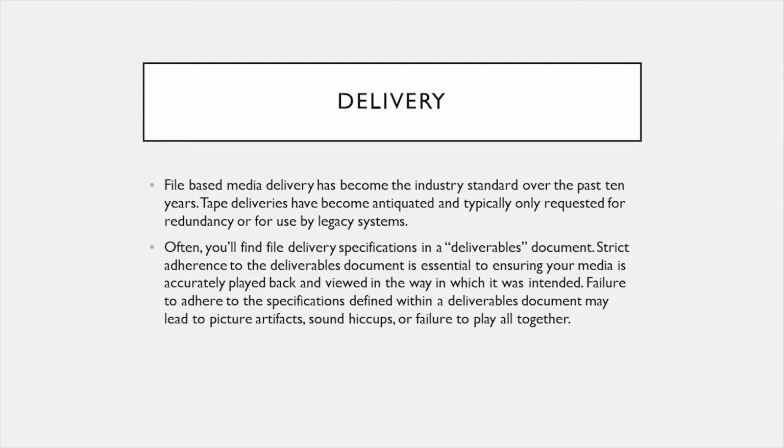Media delivery has become the industry standard over the past 10 years. Tape deliveries have become antiquated and are typically only requested for redundancy or used for legacy systems. Often you'll find file delivery specifications in a deliverables document. Strict adherence to the deliverables document is essential to ensuring your media is actually played back and viewed in the way in which it was intended.